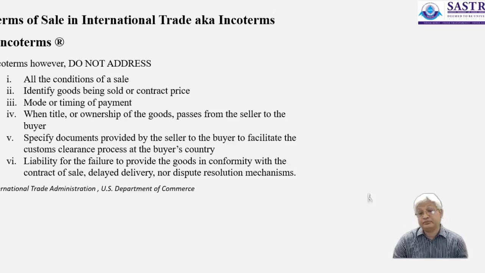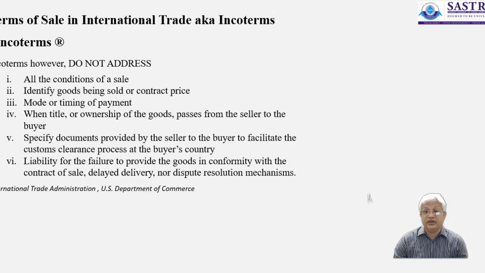like packing, like reaching the goods at a particular date or before the particular date. Incoterms doesn't address these issues. It does not identify what sort of goods are sold, what is the price for that particular goods, whether it is in meters, yards, kilos, pieces. No, it doesn't address that. It doesn't refer to the mode of payment or when the payment has to be made for the goods that is sold to the buyer.